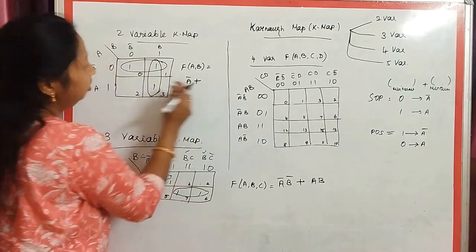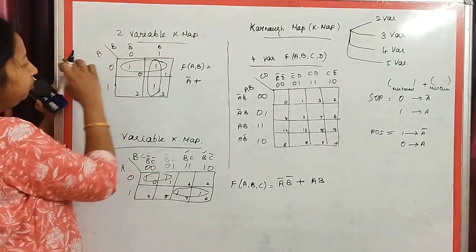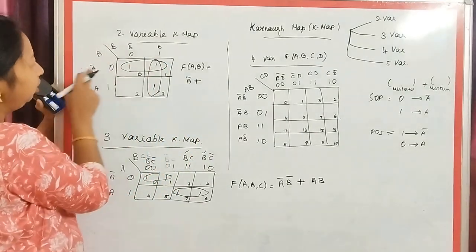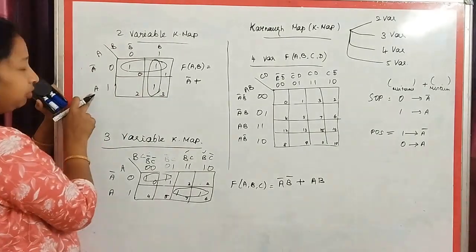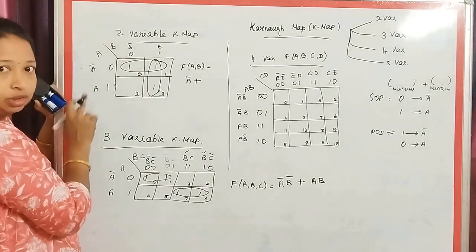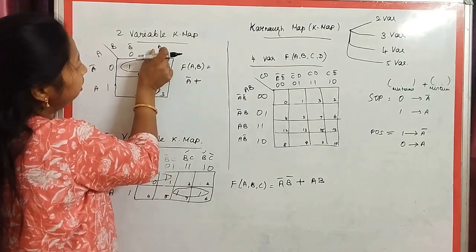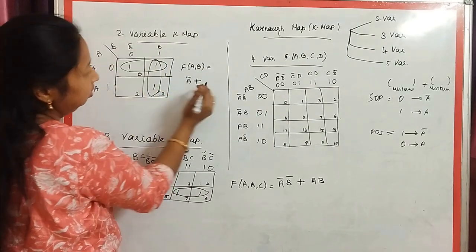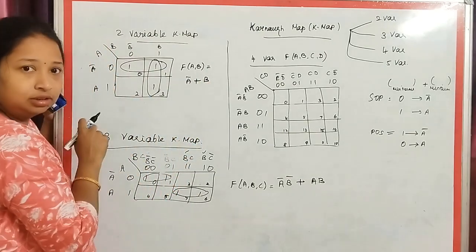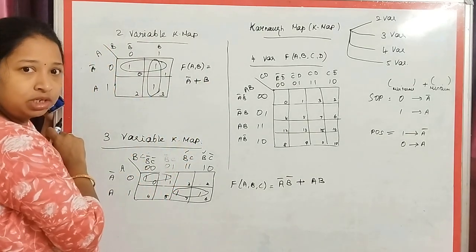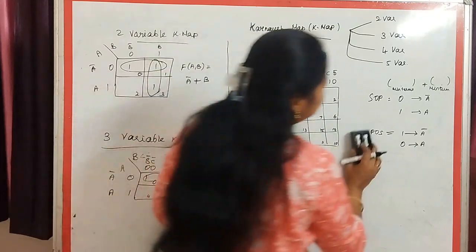Fine. For this bubble, check on the vertical part, which is common. For this particular one, it is a bar, and for this particular one, it is a. Both are different, so I cannot write anything. Now, for these two variables, which is common on the horizontal part, it is b. Correct? Understood how to write the equation? Let's find out the equation for this as well.